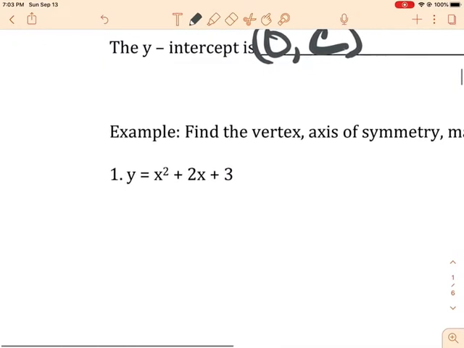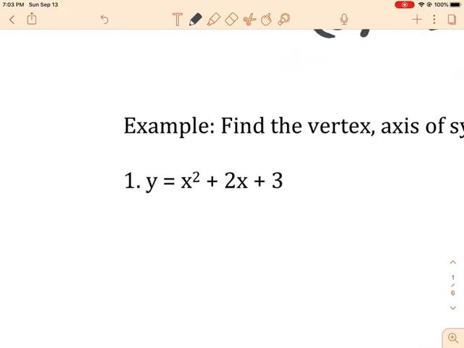All right, so let's find the vertex, the axis of symmetry, whether it's a min or max, and the y-intercept. All right, so the first thing let's do is identify who's a, who's b, and who's c. So you should be able to see that a is 1 because that's in front of the squared term. B is positive 2 because that's in front of the x. And c is positive 3.